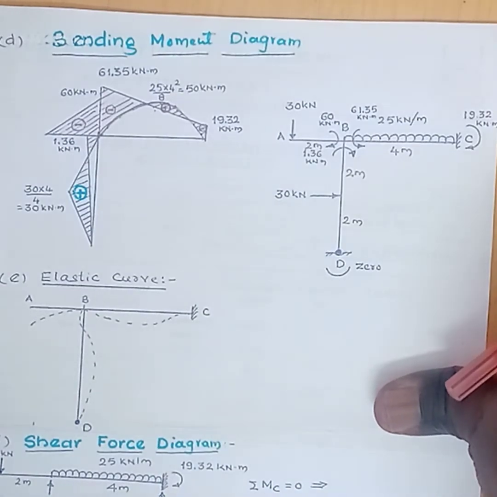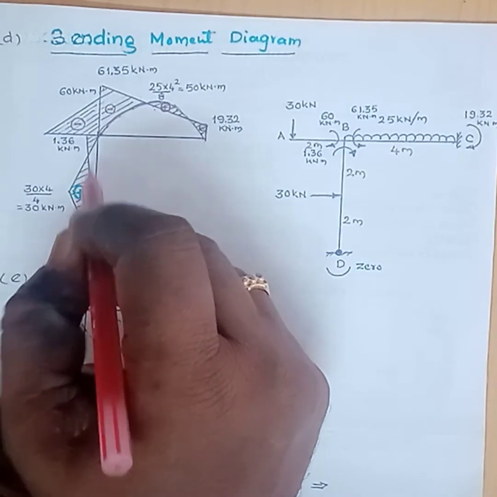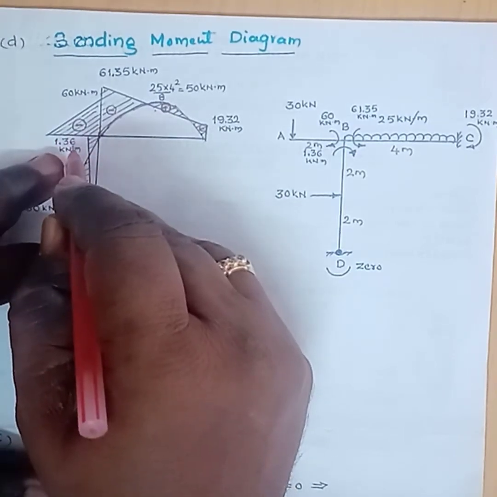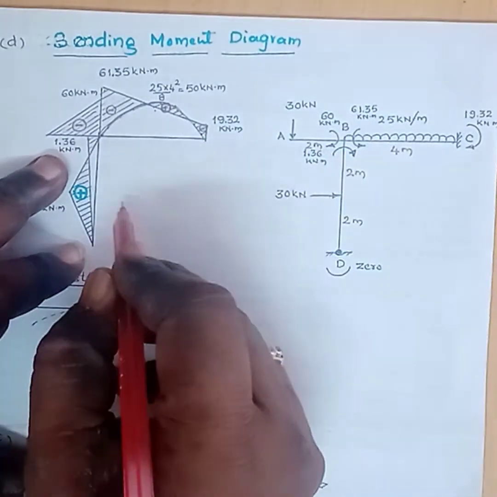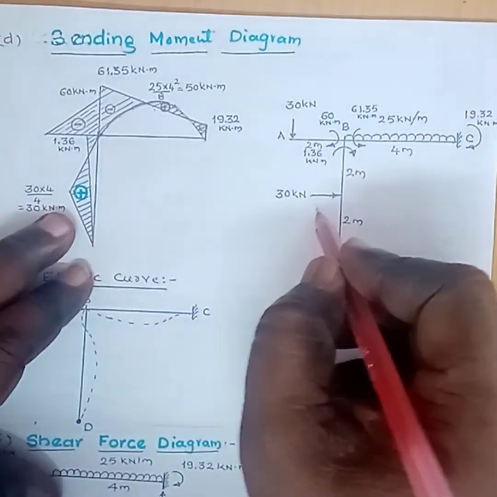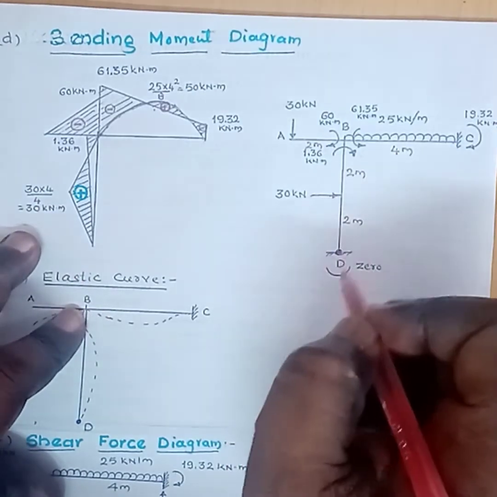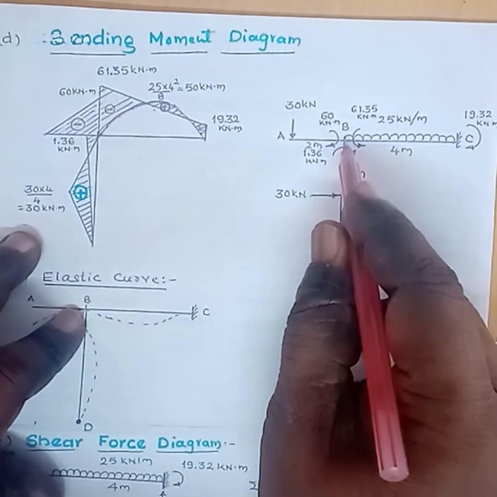Then to draw for span B to D, here B to D, this one is hogging moment. If you see from inside, then this one is hogging. Here it is subjected to point load at the center, that is WL by 4. At the support, the bending moment is 0.